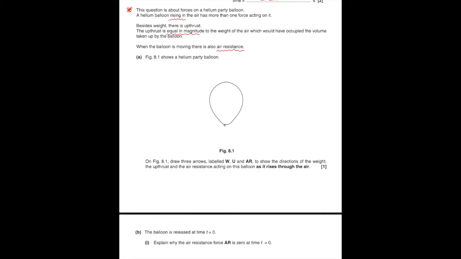But to begin with, it says draw 3 arrows labelled W, U and AR to show the directions of the weight, the upthrust and the air resistance. So we know, as always, that weight is going to act downwards. So there is our weight. We know that besides weight, there is upthrust. So upthrust is the force that pushes things upwards. So that is our upthrust.